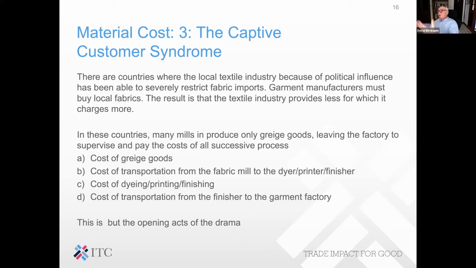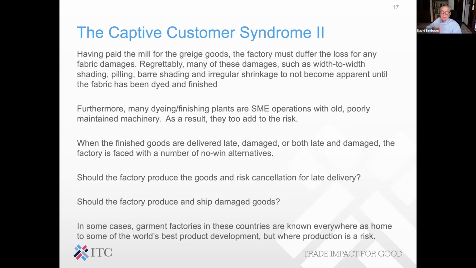You have to cover the cost of moving the gray goods from the mill to the dyer, printer, the cost of dyeing, printing, and finishing, and the cost of transportation from the finisher to the garment factory. All of this raises prices. However, this is not the main problem. The main problem is the risk.